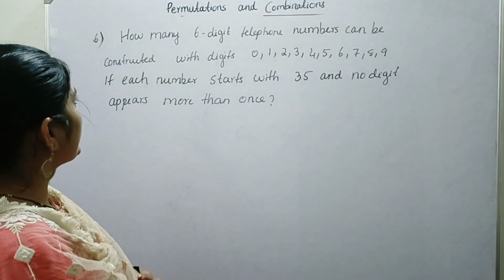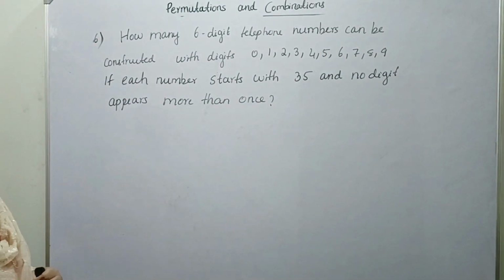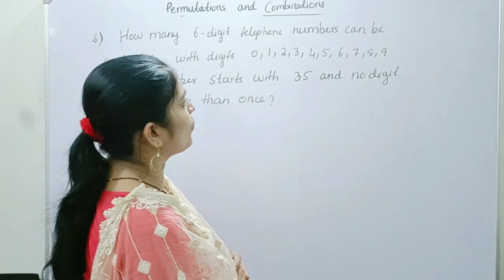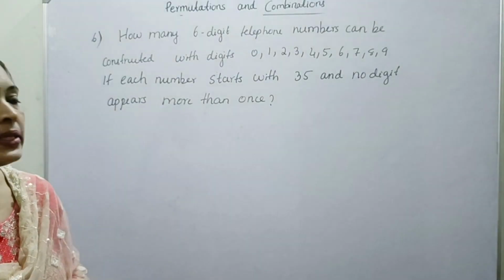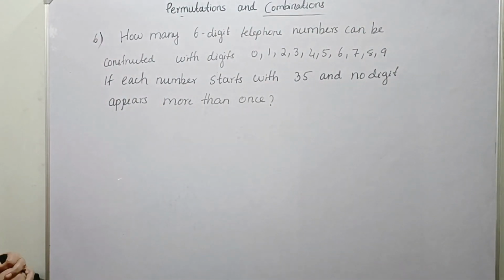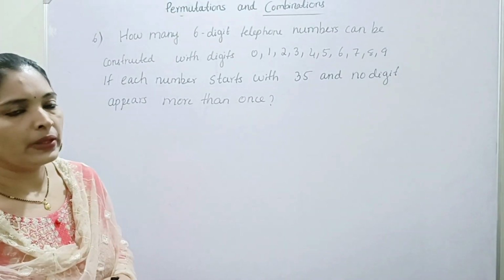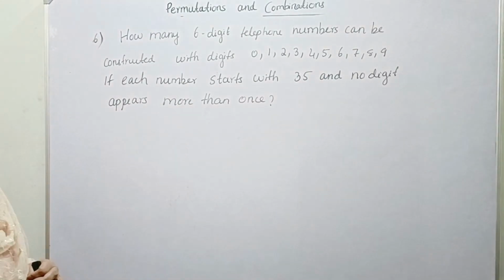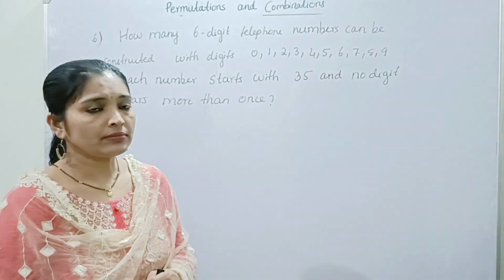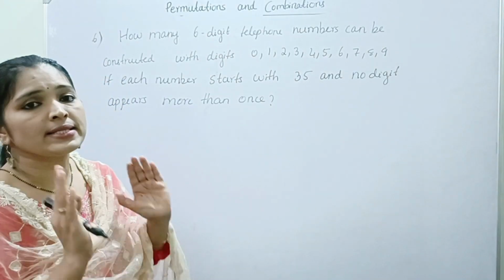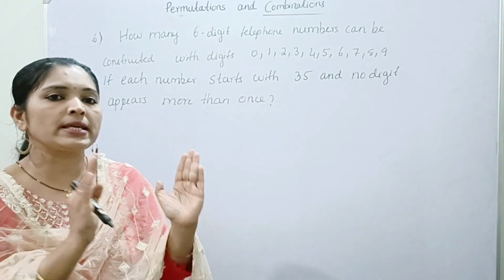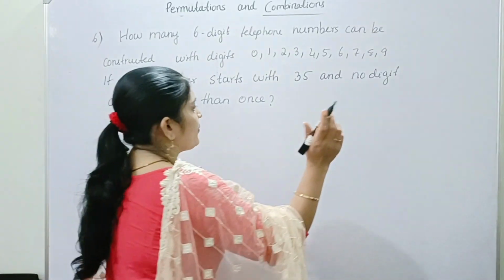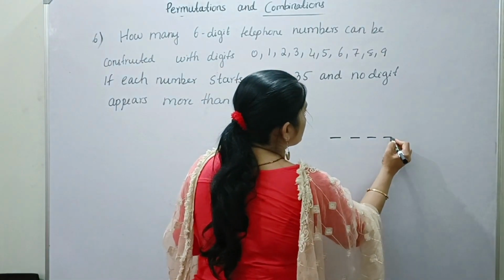Let us go through the next question. How many 6-digit telephone numbers can be constructed with digits 0, 1, 2, 3, 4, 5, 6, 7, 8, 9, if each number starts with 35 and no digit appears more than once? So here the total number of digits is 10, and we have to construct 6-digit numbers.